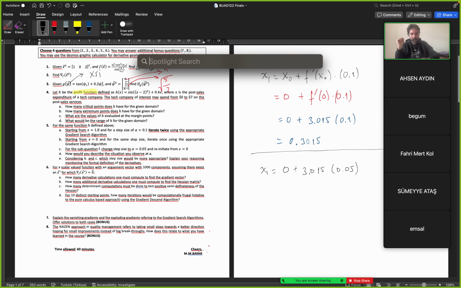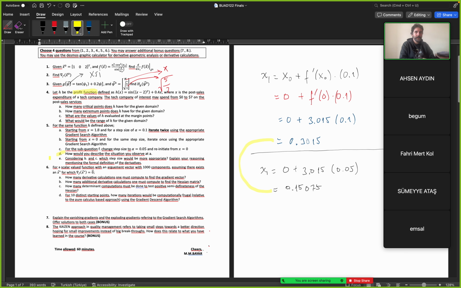Then sub-question D asks, how would you describe the situation you observed at sub-question A? In sub-question A, f differentiated around 1.8 was roughly 0. What is the name of this situation? Do you remember the name of this situation?